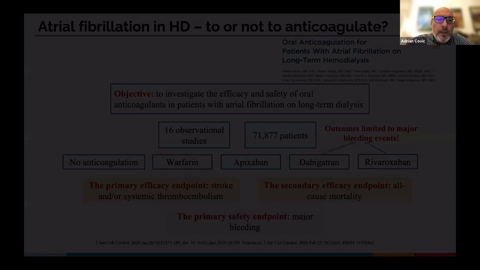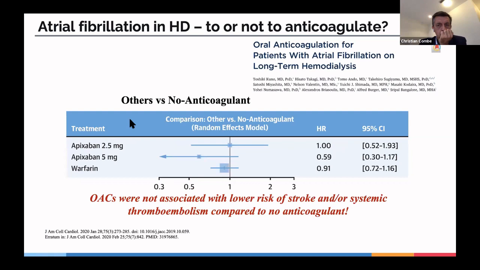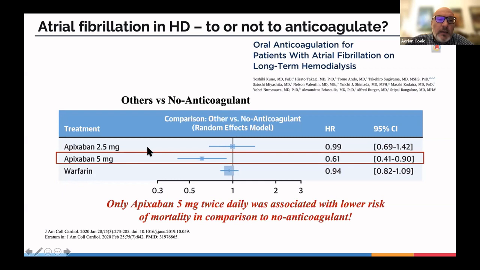And the result of this publication is that if we look at apixaban, the leading DOAC in experience, and warfarin, there is no difference in the risk of stroke or the risk of systemic thromboembolism compared to no anticoagulant. So the answer would be rather no here. Maybe apixaban in a higher dose, twice daily, only that is associated with a lower risk of mortality in comparison to the no anticoagulant strategy.